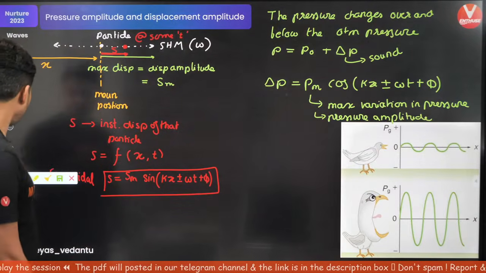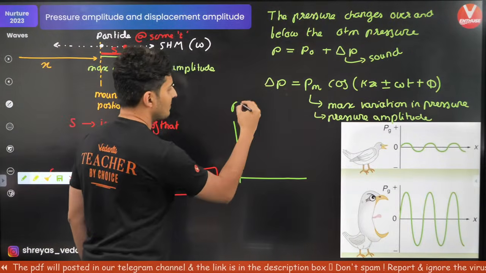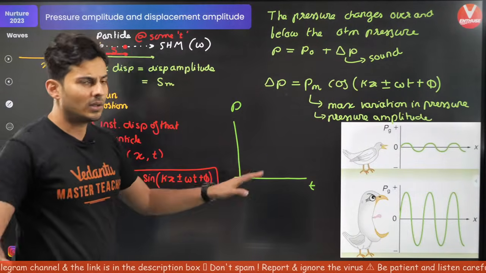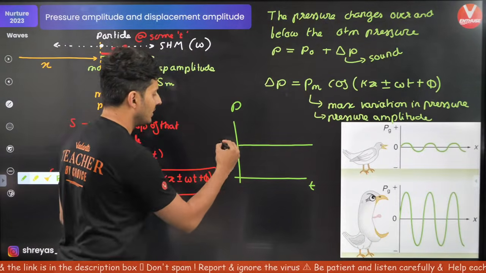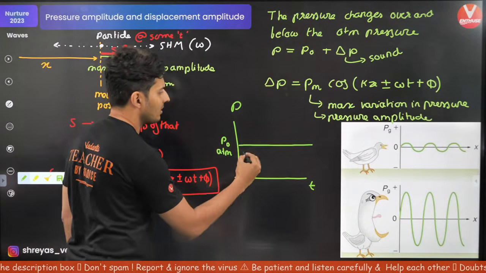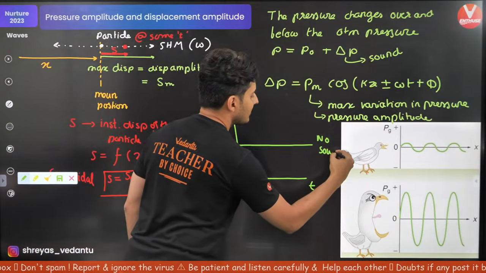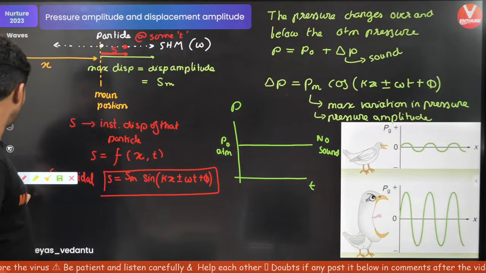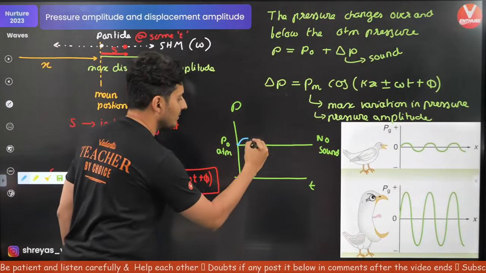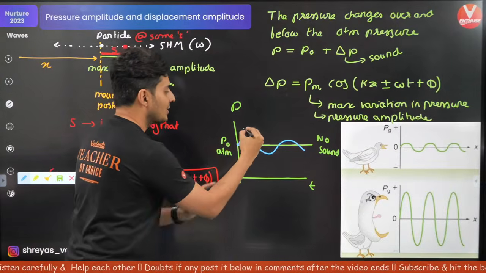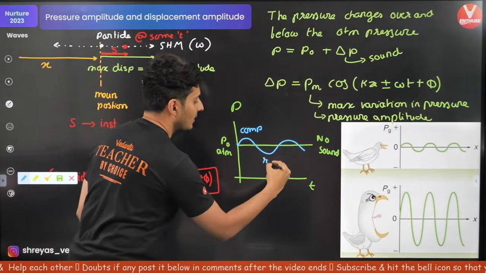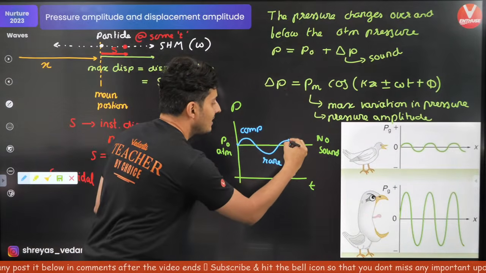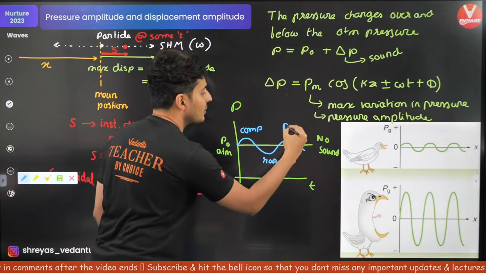Observe this. Imagine at some point, this is pressure and maybe this is time. Let's say there is no sound at all. If there is no sound, pressure will be constant. This will be P naught, which is atmospheric pressure. This is when there is no sound. When there will be sound, then the graph will look something like this. This is your compression. This is your rarefaction. High pressure, low pressure. This value, the max variation, this is your Pm.